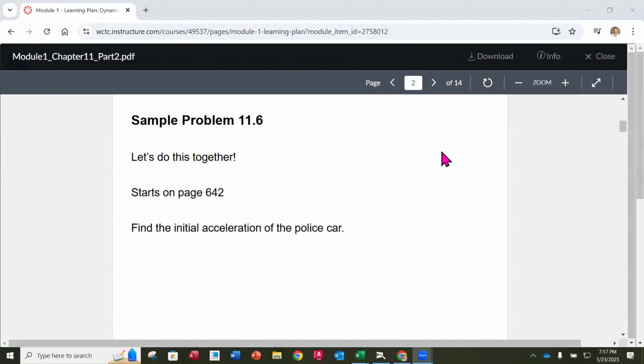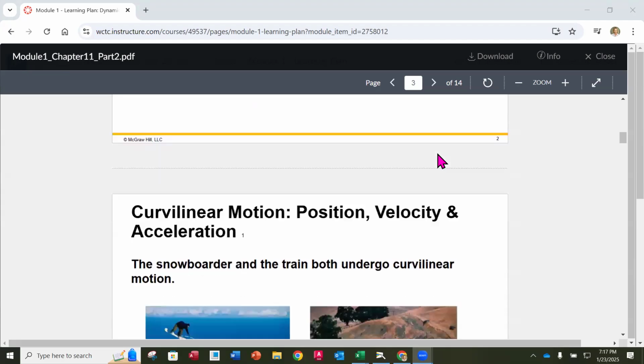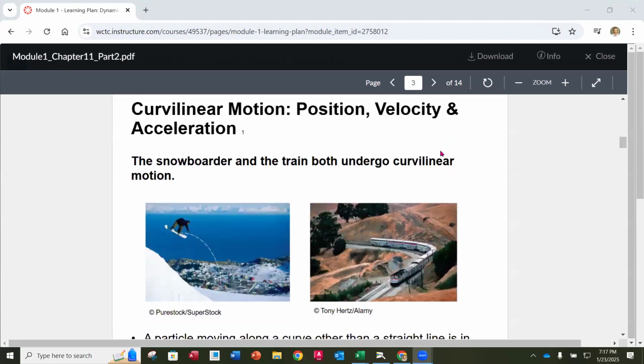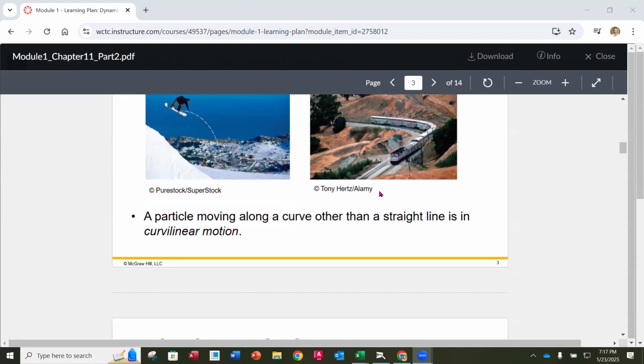Okay, so we just got done looking at sample problem 11.6, and now we're ready to go into our next section in chapter 11, which is looking at curvilinear motion, identifying position, velocity, and acceleration. Basically, this is going to be any type of motion that isn't in a straight line. It's going to be actually over a curve.